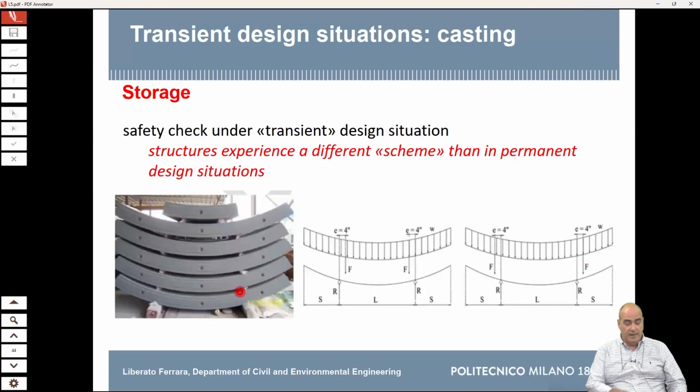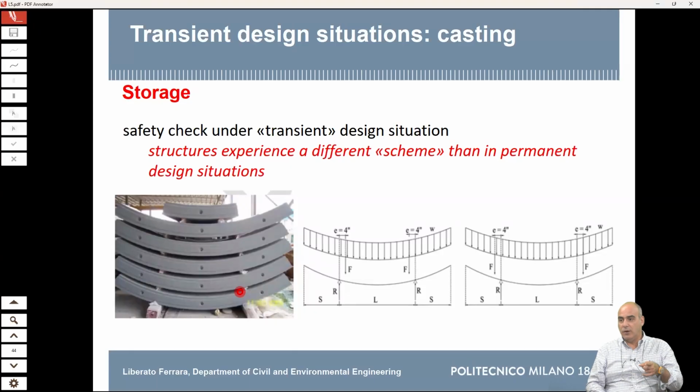And this is, for example, a picture of how these tunnel segments are stored. In this case, this is also a typical situation because you store them and you transport them in such a way, in this case, 5 larger elements plus the smaller one. The smaller one is the key. This is what you need to complete a ring. So you transport in one pallet all that you need to complete a ring.